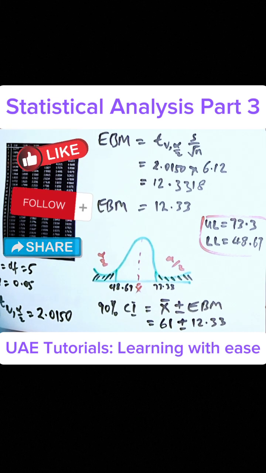I hope I was able to explain this to statistics students very well. We may work one or two more examples to make this concept clearer.